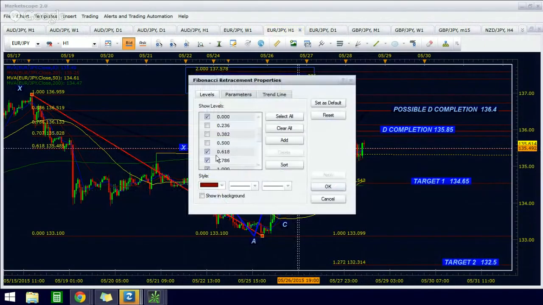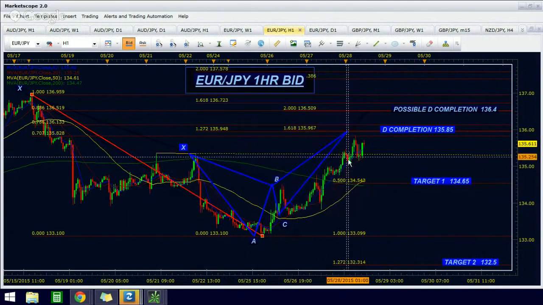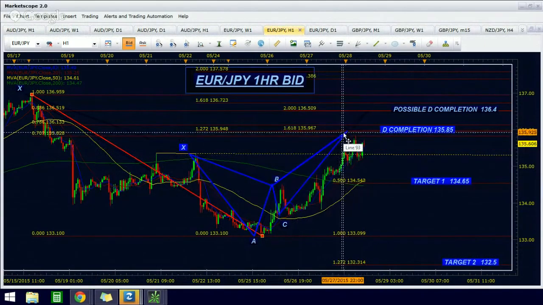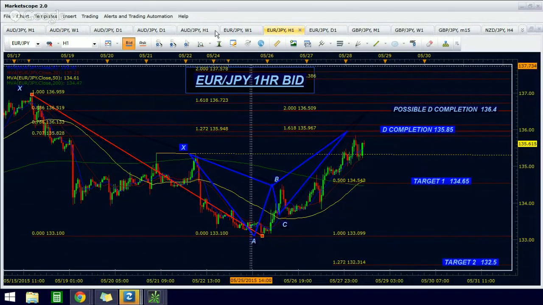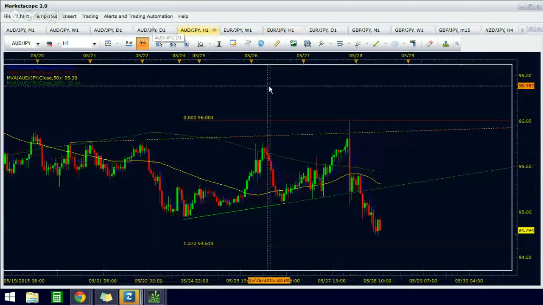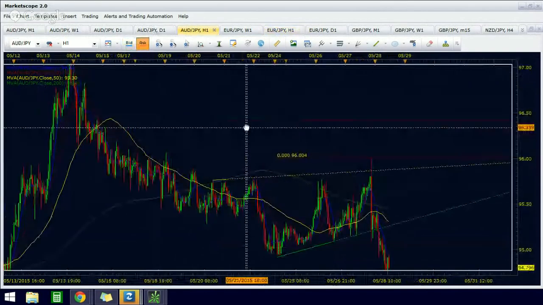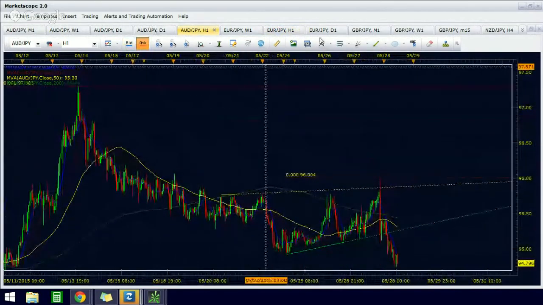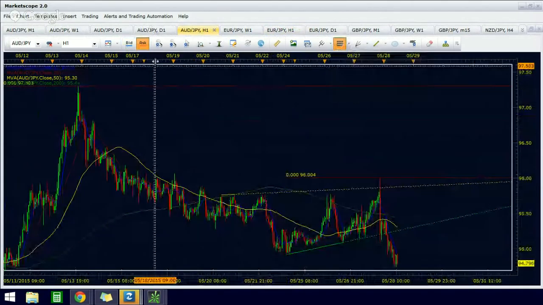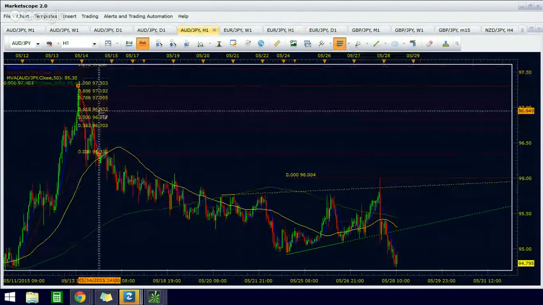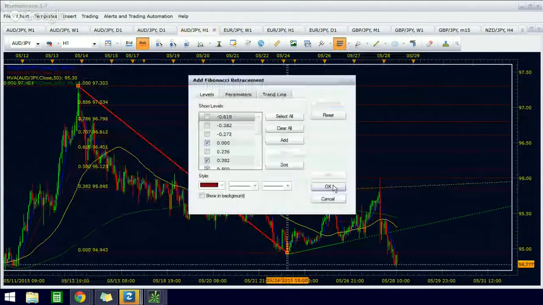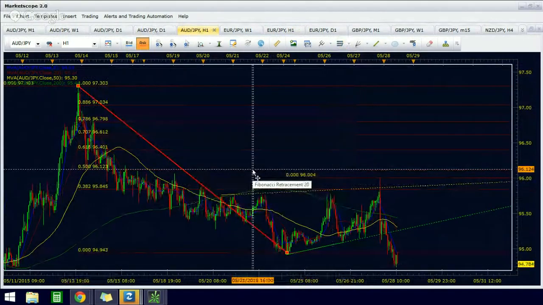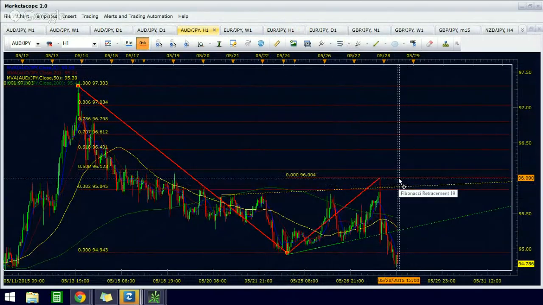Now I'll take off the 618. We can see here this never hit the 1272. That's why we use round numbers. We round it off to a nice round number, just like we did with the Aussie Yen. Okay, let's go back to the Aussie Yen real quick, just to show an example. The 50% there was 96.123. You just made a round number, 96 flat. Hey, see, price isn't perfect.